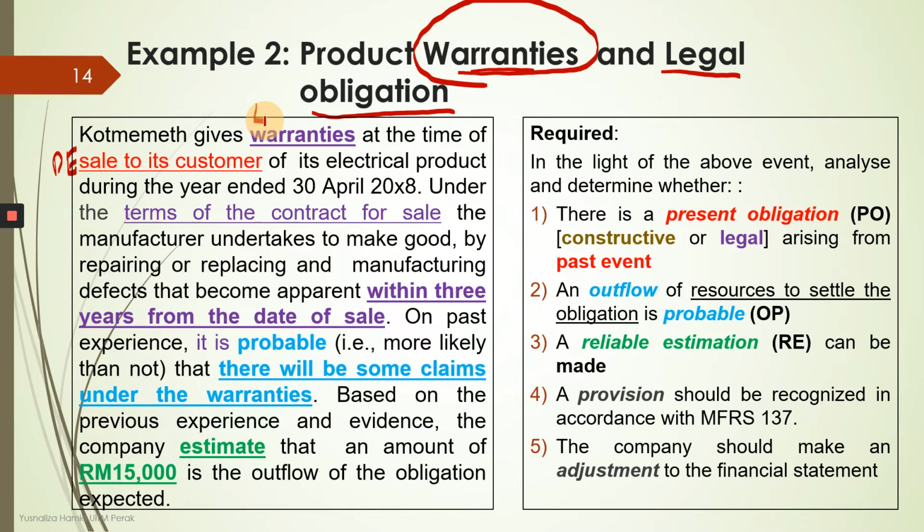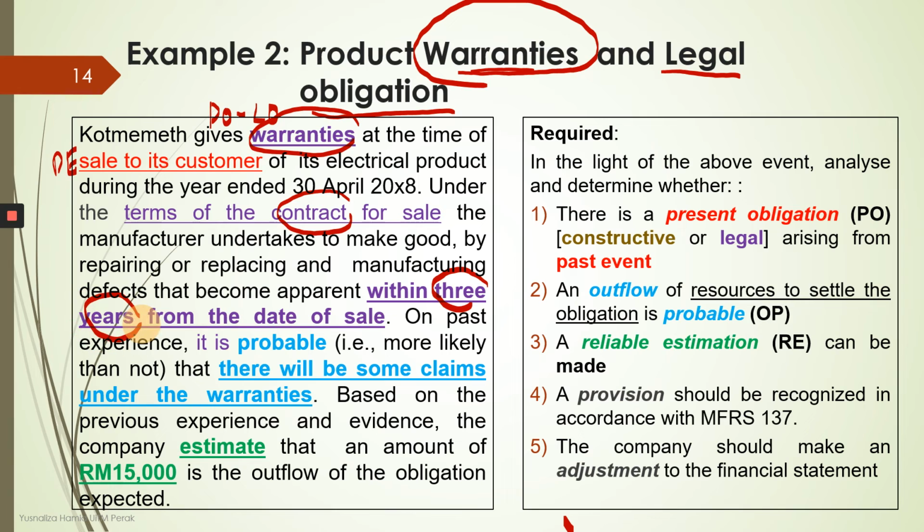Warranties is the legal obligation. There is a present obligation by way of legal obligation. That is happening because there is a contract as well as a warranty for the sale of the product. The manufacturers say that they are going to undertake to make good by repairing or replacing manufacturing defects that become apparent within 3 years from the date of sale. So the warranty is for 3 years.